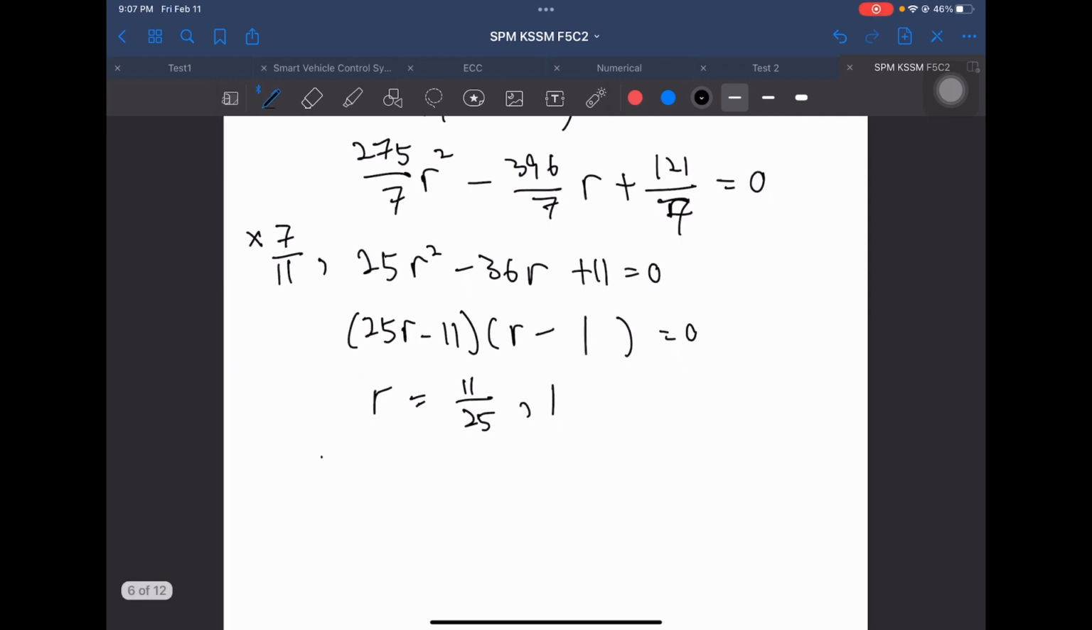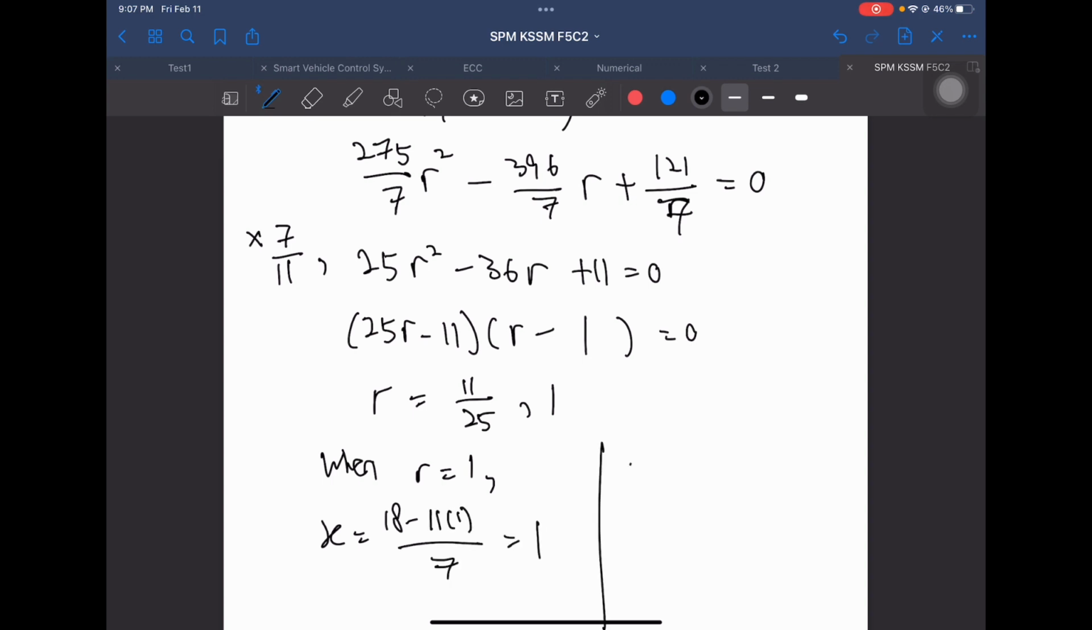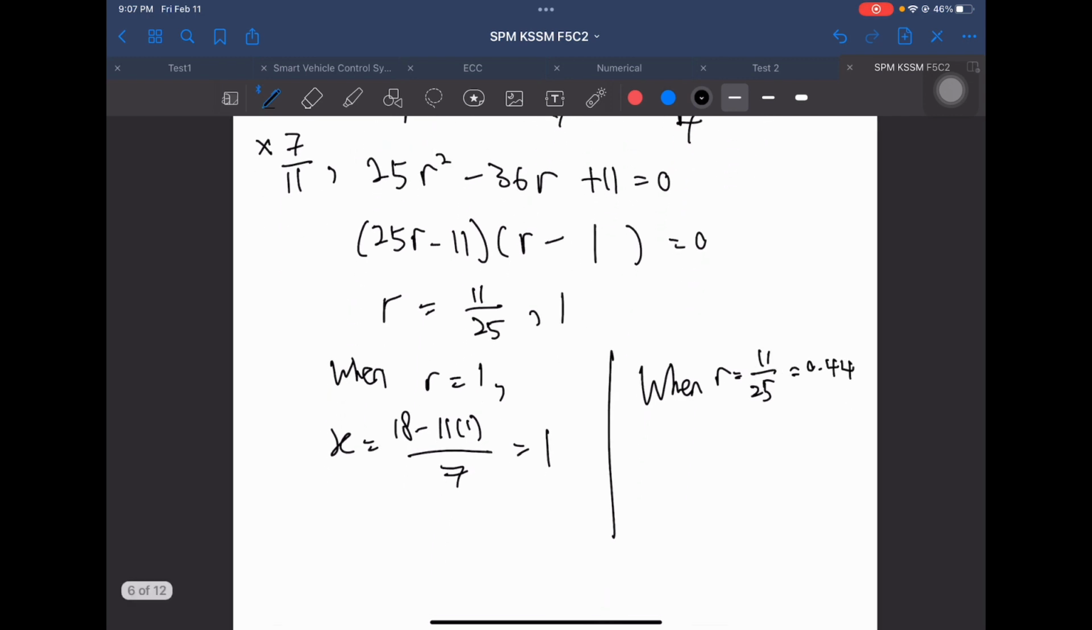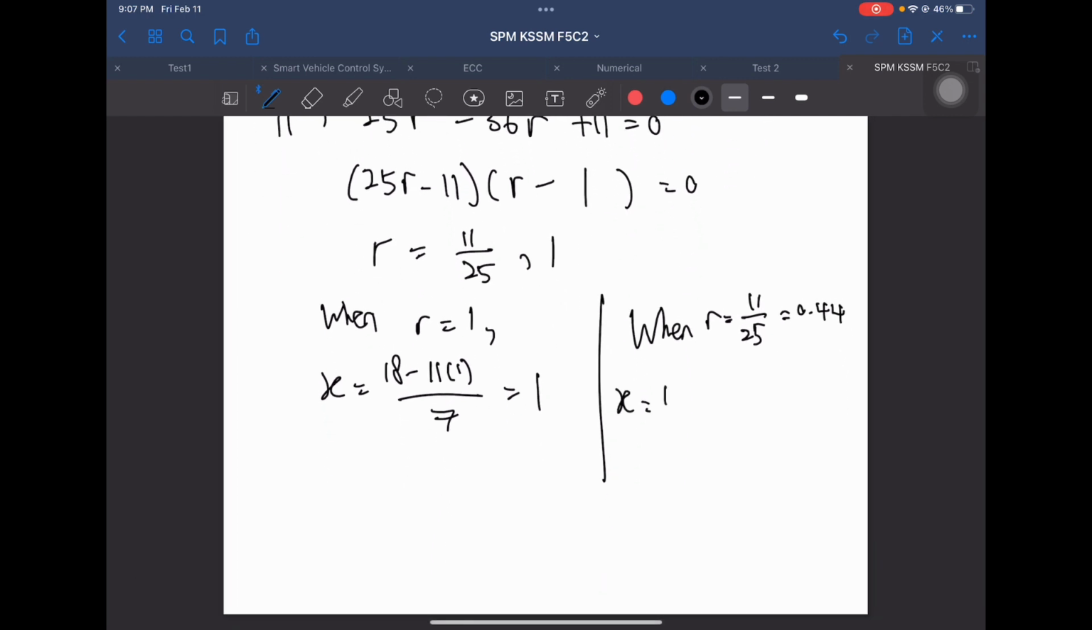So when r equals 1, x equals 15 minus 11 plus 7, which is also equal to 1. When r equals 11 over 25, which is 0.44, x equals 18 minus 11 times r over 7. So by pressing the calculator, you get 1.88. Easy, right?